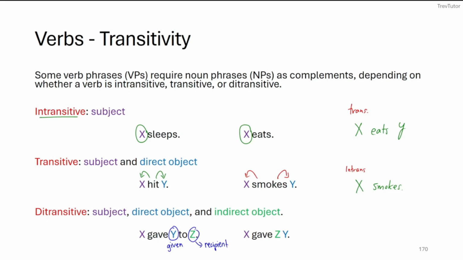So if we say I gave Mary a book, in the case of X gave Z Y, Mary is the recipient, and then the book is the thing being given.